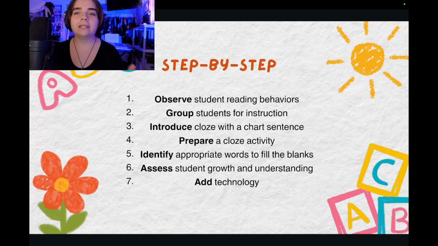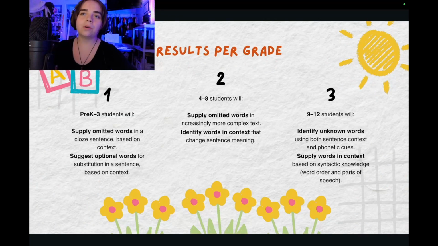And then 7, you can add technology and have them create something to help solidify what they're learning in the cloze activity. So results per grade will differ, and what you're looking for in each grade is different.